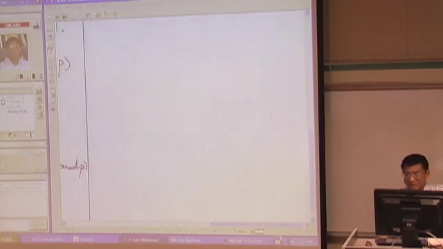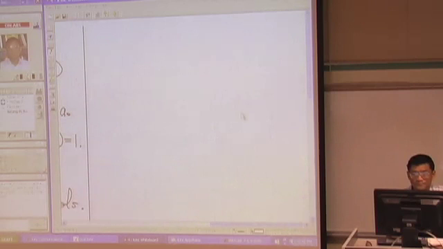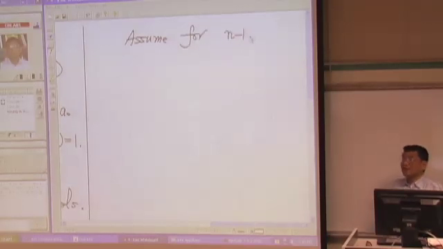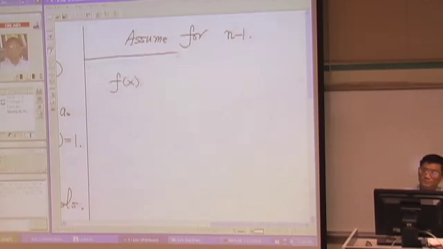Then, by induction, assume this thing for n minus 1. Then now, f of x is the one that you can use.